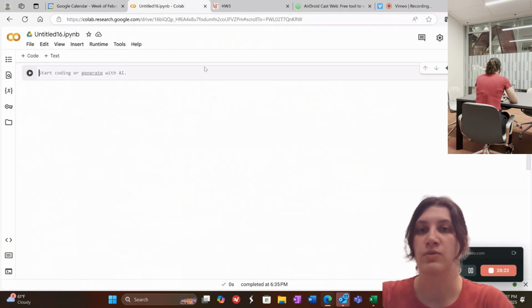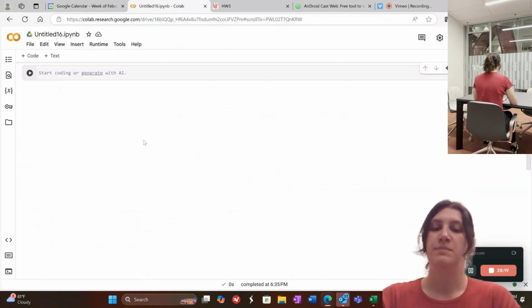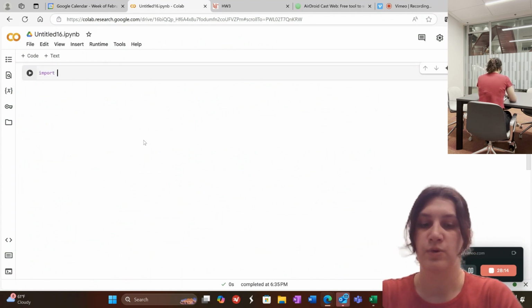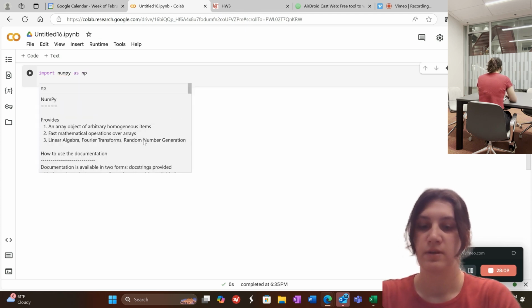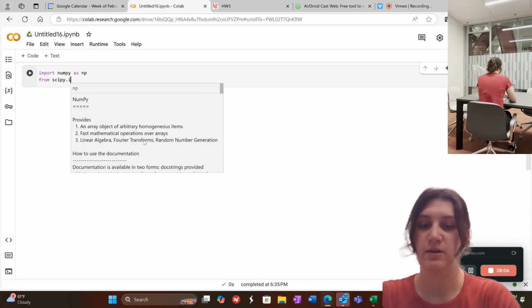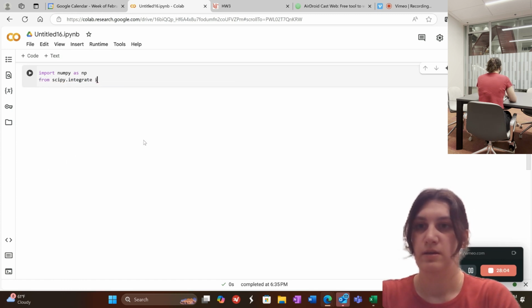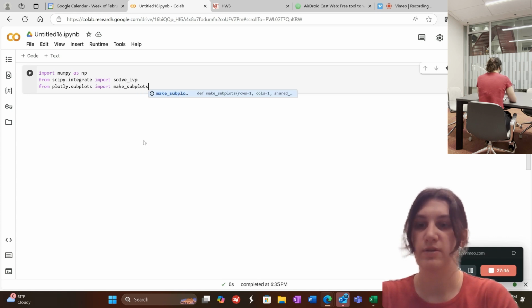So we can switch over to Google Colab, where our first step in simulating this situation is going to be importing our libraries. So import NumPy as np, from SciPy integrate import solve_ivp, and from plotly.subplots import make_subplots.